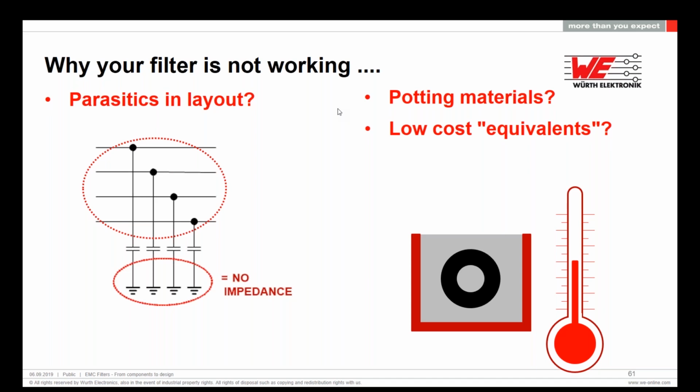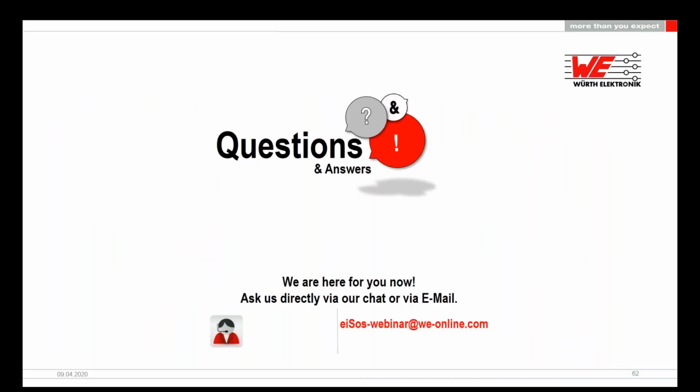So if we have some potting material and we increase the temperature in our system, we could see that some pressure is created on the core, and this pressure could create a drop in the inductance. And if the pressure is so big, at the end we could break our core, creating a total loss of the losses we are trying to generate in our circuit. So basically, these are the main points we need to consider while designing a filter.